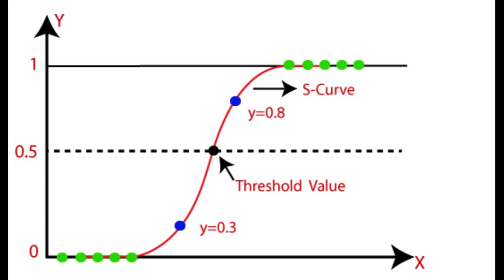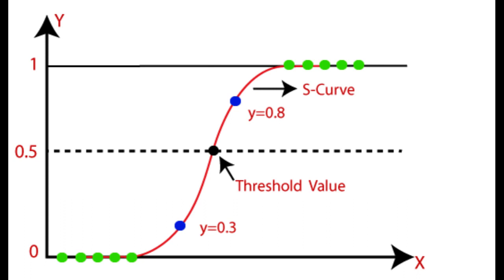In logistic regression, we use the concept of the threshold value, which defines the probability of either 0 or 1. Such as values above the threshold value tend to 1, and a value below the threshold value tends to 0. Assumptions for logistic regression: the dependent variable must be categorical in nature. The independent variable should not have multicollinearity.